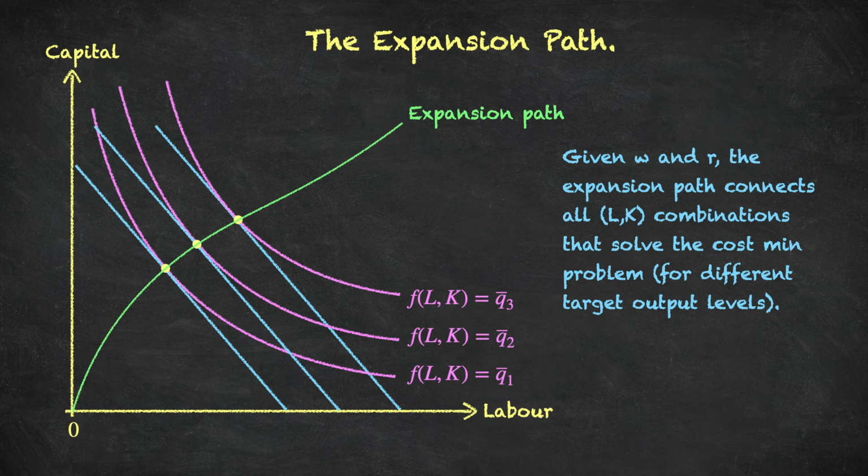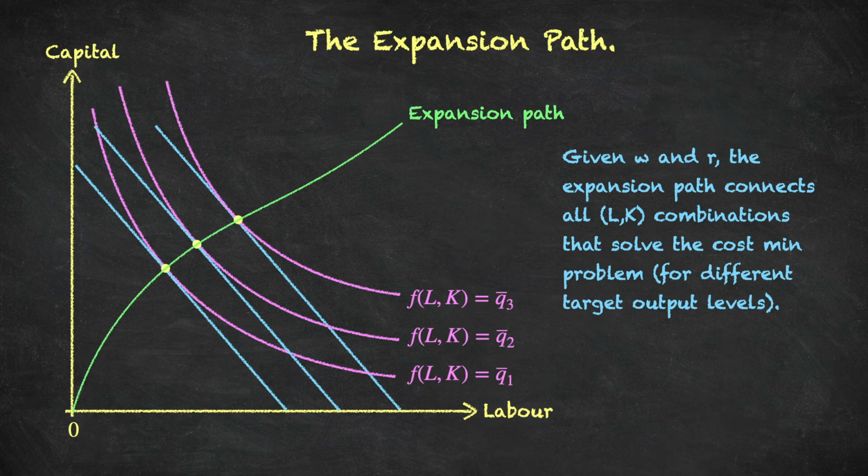Once I've decided my output level, so if I want to produce Q2, I just look at where the isoquant associated with output Q bar 2 intersects the expansion path, and by choosing that particular input combination, I would be minimizing cost. If I wanted to produce a different amount of output, then I would just look at where the isoquant for that level of output intersects the expansion path and read off the optimal amounts of labor and capital. So this is an incredibly useful thing to know.